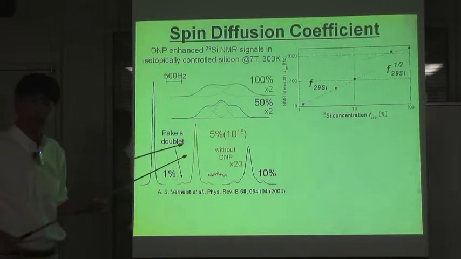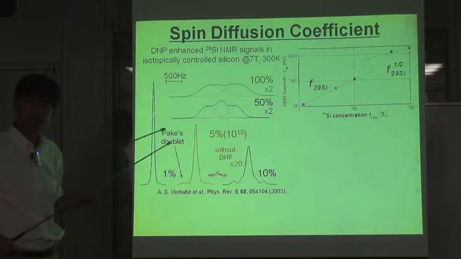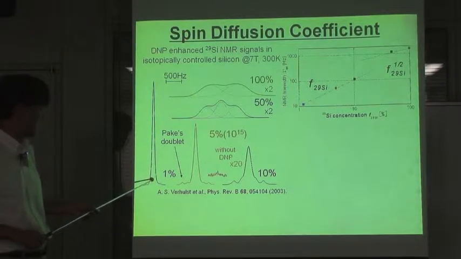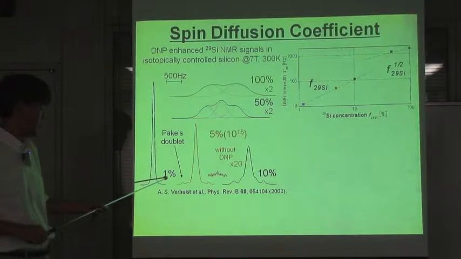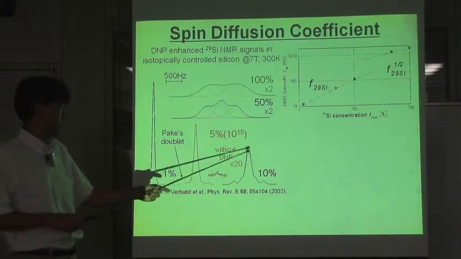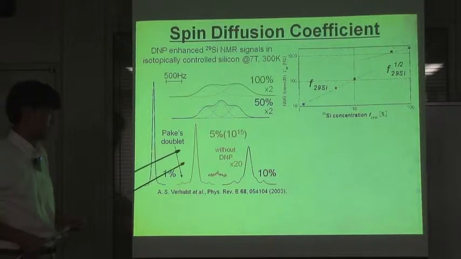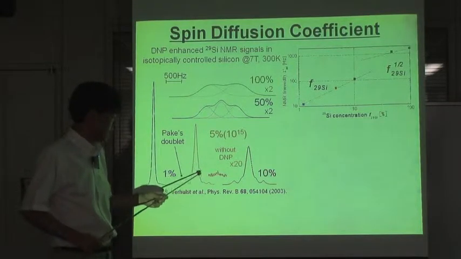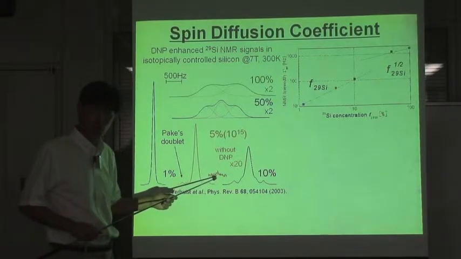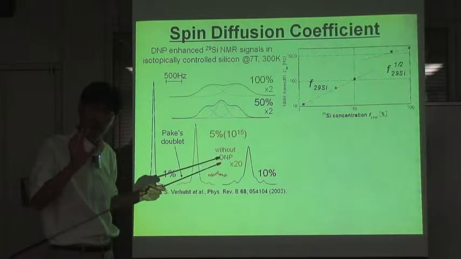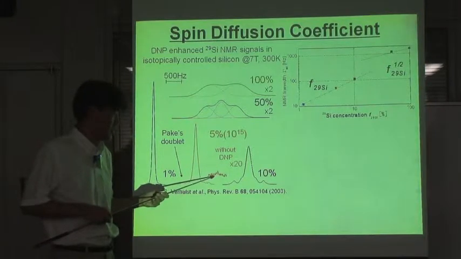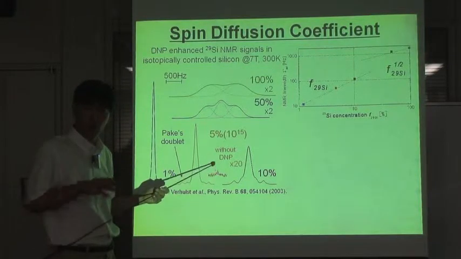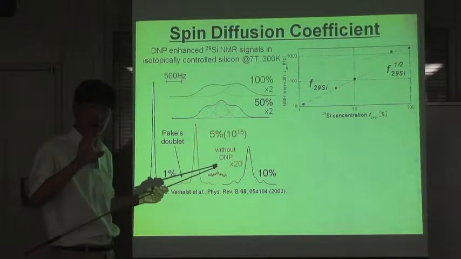Here I show you the 29 silicon NMR line shape. 1% sample, 29 silicon 1%, 29 silicon 5%, 29 silicon 10%, and so on. Before I go into the discussion of the structures, let me just remind you that without microwave irradiation, the 29 silicon peak is like this. So you practically observe no 29 silicon nuclear NMR peak without microwave radiation in EPR machine.